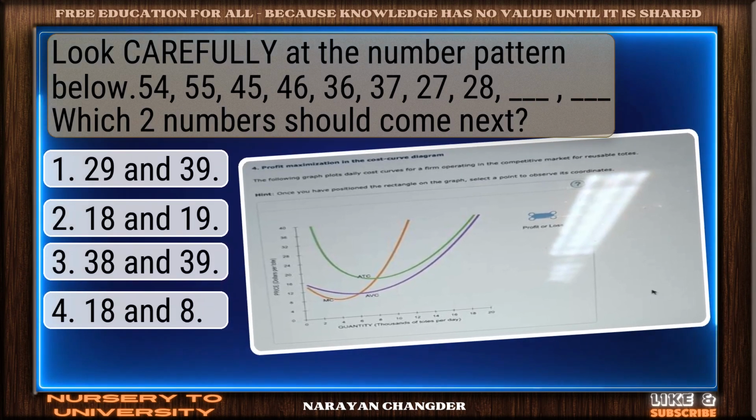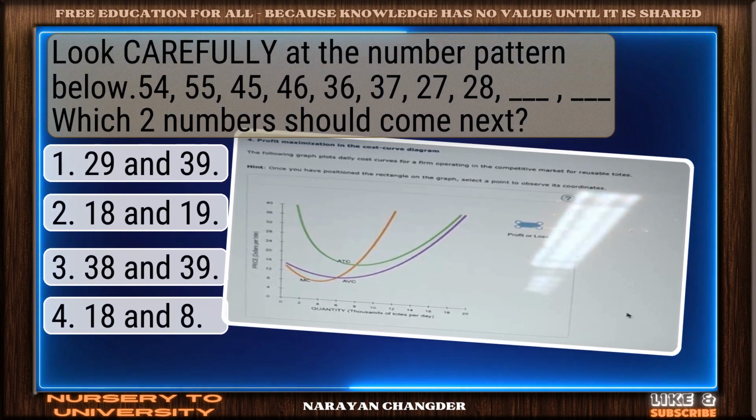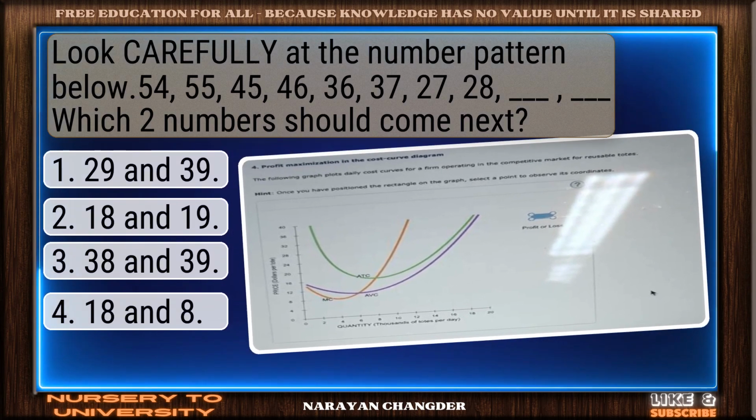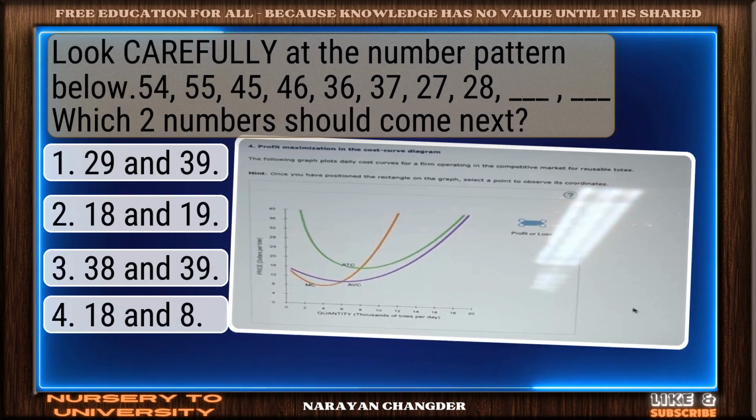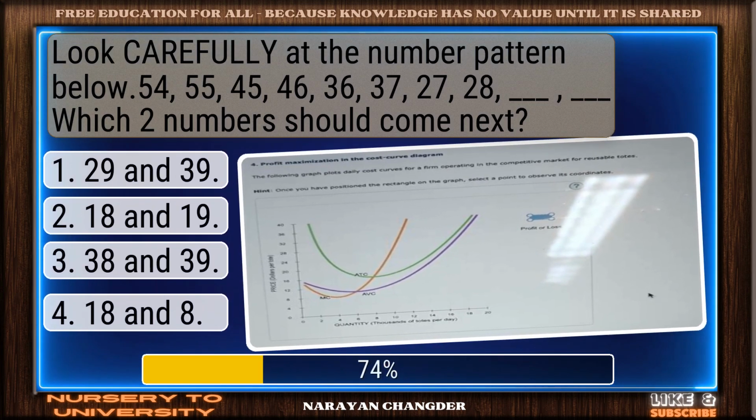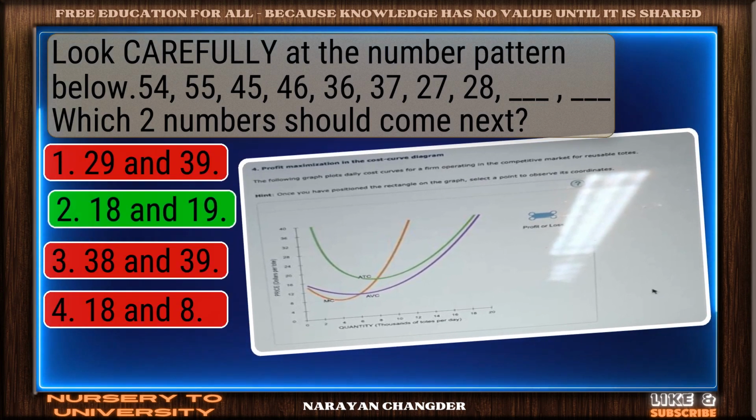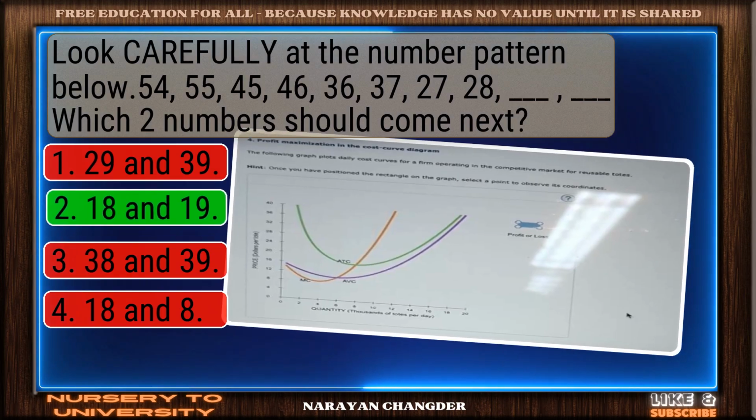Look carefully at the number pattern below. 54, 55, 45, 46, 36, 37, 27, 28, dash dash. Which 2 numbers should come next? Correct. 18 and 19 is the right answer.